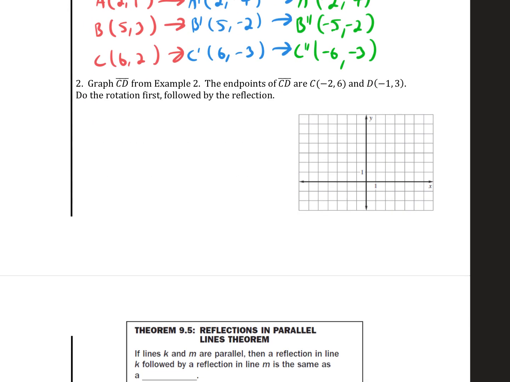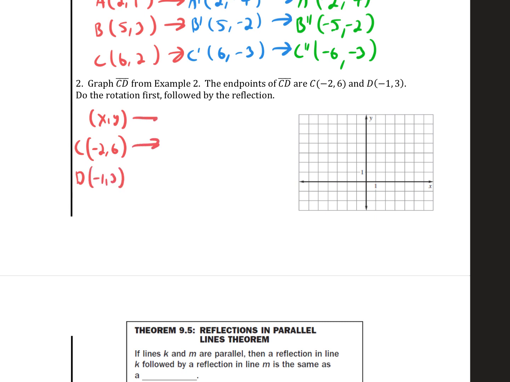Awesome. All right, number 2. It's similar, we're doing something a little bit different though. Now it wants us to do the rotation first, then the reflection. So let's go ahead and do that. We have x comma y. We have C and D. C was negative 2, 6. D was negative 1, 3.